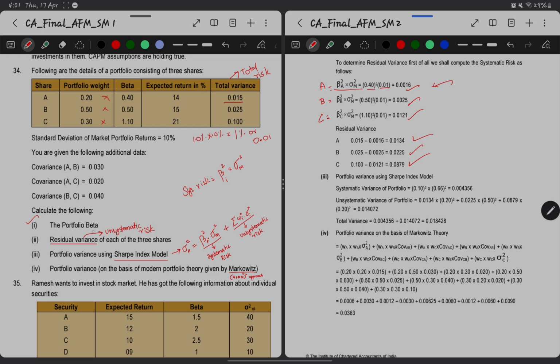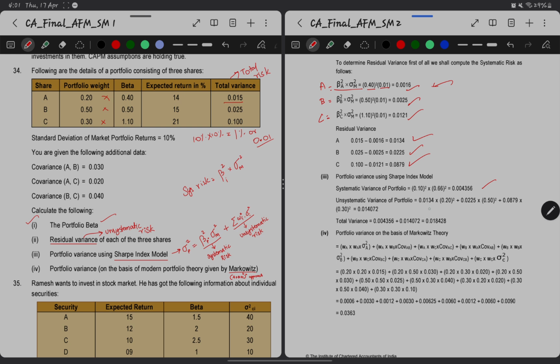So we have already found out portfolio beta in the first requirement, that multiplied by 0.01 will give us the systematic variance of portfolio that we have already found out. Now as I told, the unsystematic risk portion can be found out by individual stocks' weight square multiplied by the unsystematic portion, right?